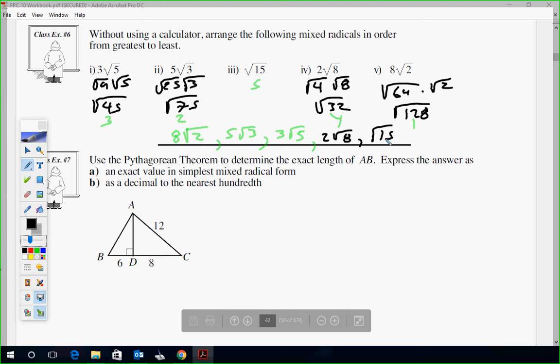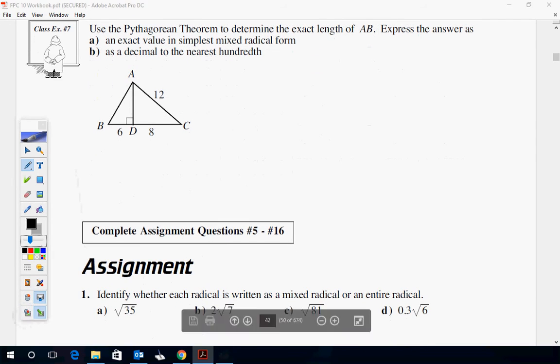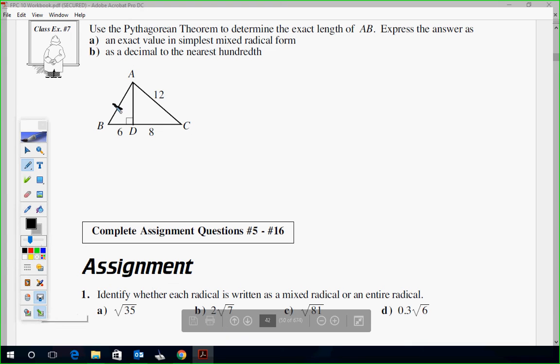All right, last problem, we're just using Pythagorean Theorem, which hopefully you remember from grade 8. If not, we'll refresh it. The problem says, use Pythagorean Theorem to figure out what the length of AB is. We're trying to figure out this length. The problem is, in order to do that, we need to know what this length is. So it's making us do it twice.